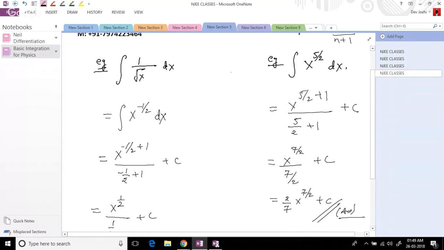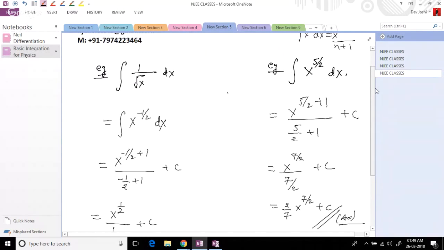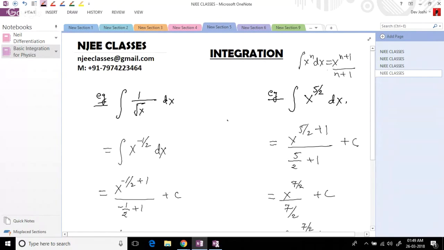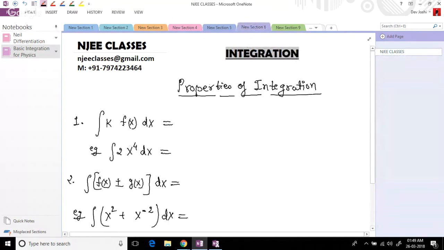Correct? So that is how we can proceed with the first formula, that is, the integral of x to the power n dx is simply equal to x to the power n plus 1 upon n plus 1. All right. Next, we have to understand some properties of integration.